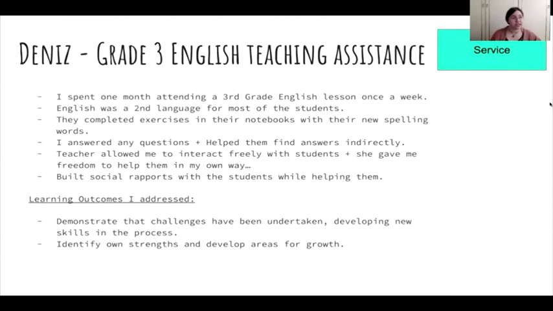And not only did I build social rapport with the students while helping them, helping them motivation-wise as well as with the actual English skills. It was really interesting, and by the end of like the second or third week, they started looking up to me, trying to impress me with how well they did on their tests, and it was adorable, and I felt like I was making a difference for them. So yeah, I think it was really enjoyable.